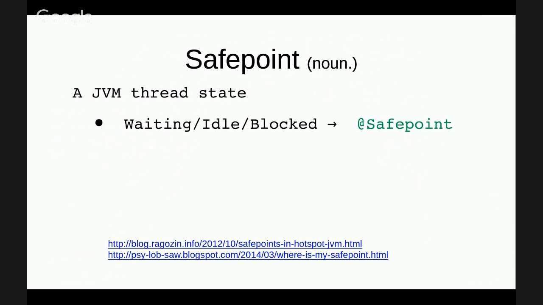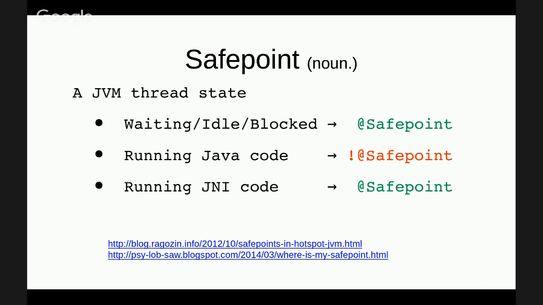Safepoints are a JVM thread state. A JVM thread could be at a Safepoint or not at a Safepoint. If it's waiting or idle or blocked, it's at a Safepoint already. If it's running Java code, then it's not at a Safepoint. And when I say running Java code, it is actually on CPU running. It's not paused for GC, it's not paused for any other reason. It's either running or in the run queue. It's not at a safe point.